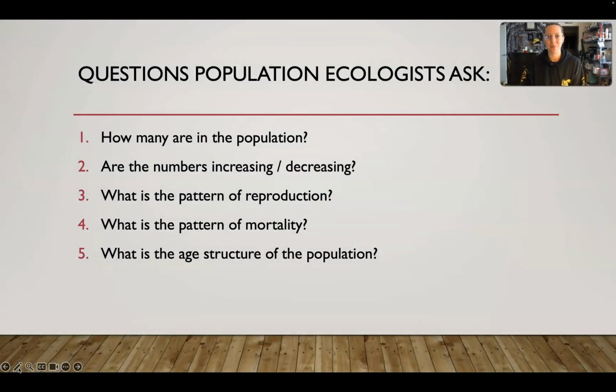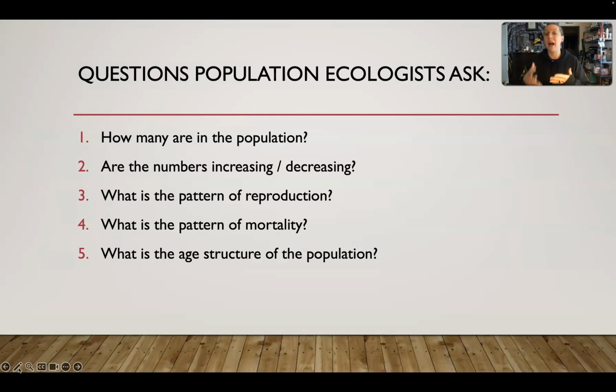So let's get started. There are 5 main questions that population ecologists will ask basically themselves, or it'll be their scientific questions, if you will. So how many individuals are within one population? And what is happening to those numbers of that population? Are they increasing? Are they decreasing? Or are they staying the same?